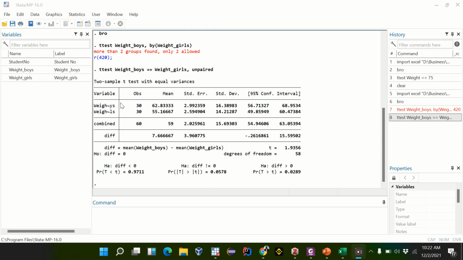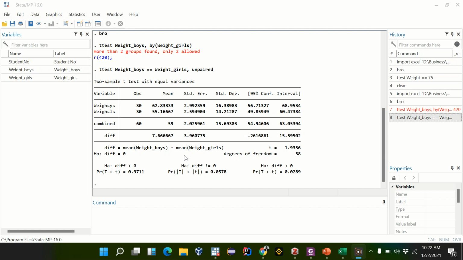So we see that we have weight for boys, observations are all 30. The mean for boys is 62, mean for girls is 55. This is the standard error, this is the standard deviation, and the 95% confidence interval of the mean. So the mean difference, the combined mean is 59, combined standard deviation is this, and the difference is 7.66. The standard error of the difference is this.